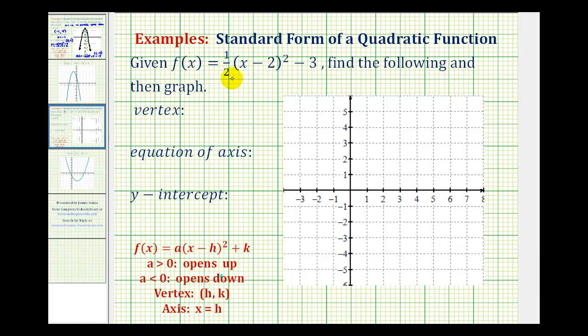So looking at our function, notice that a is equal to positive 1/2. So if a is positive, then we know the parabola will open up.